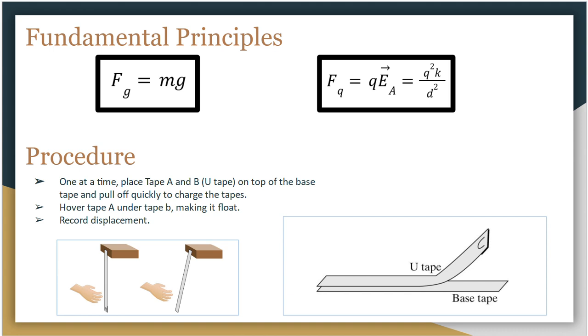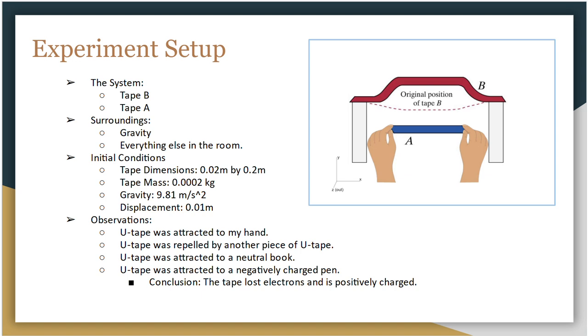The procedure is as such. One at a time, place tape A and B, or the U-tape, on top of the base tape and pull off quickly to charge the tapes. Hover tape A under tape B, making it float. Record the displacement. Experiment setup. The system is tape B and tape A. Surroundings are gravity and everything else in the room.